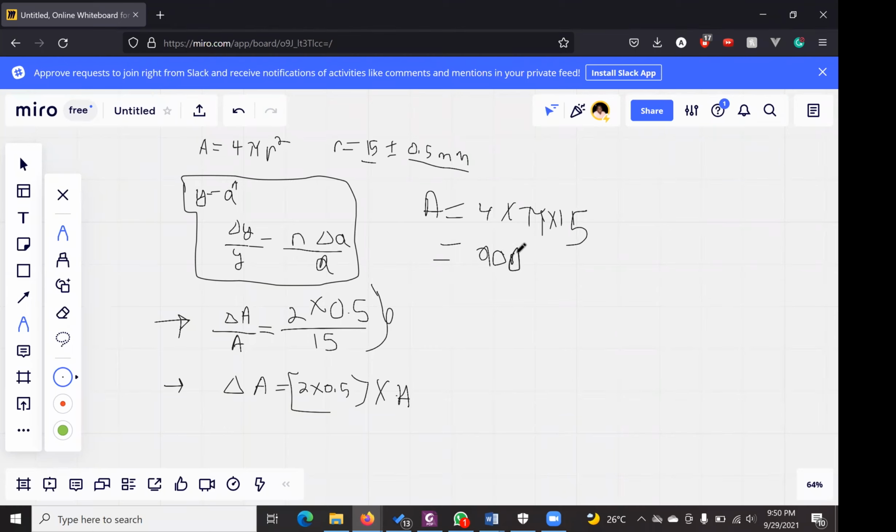Shouldn't it be like the fractional error times the A? The fractional error would be this. Yeah, so shouldn't that 2 times 0.5 be over 15 as well? Yeah. Would be this times your A. I'm working out your area, which would be 900 pi. In decimal, that would be 2827. Please bear with the bad handwriting. 0.43.